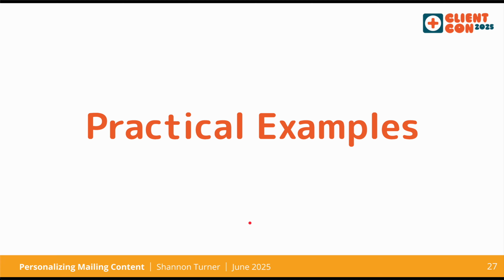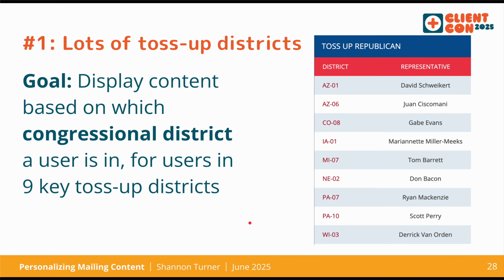Now that we understand the syntax and the structure, I want to cover a bunch of practical examples from questions that we've commonly gotten in support and things that I see commonly come up in trainings. So here we have a list of a bunch of toss-up districts. And our goal here is to display content based on which congressional district a user is in, for users in one of these 9 key toss-up districts.